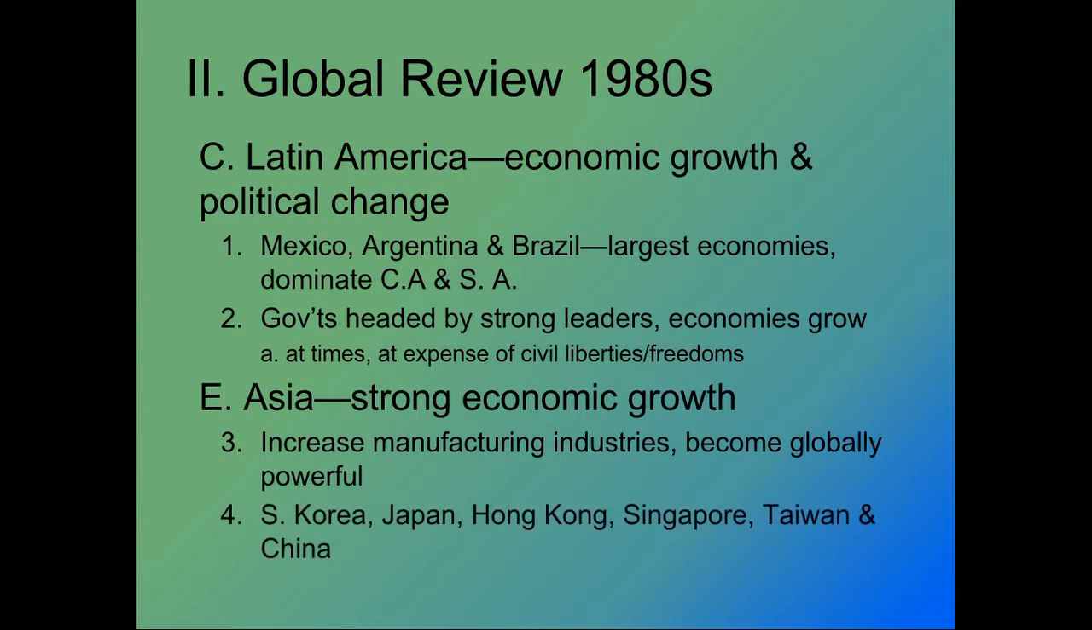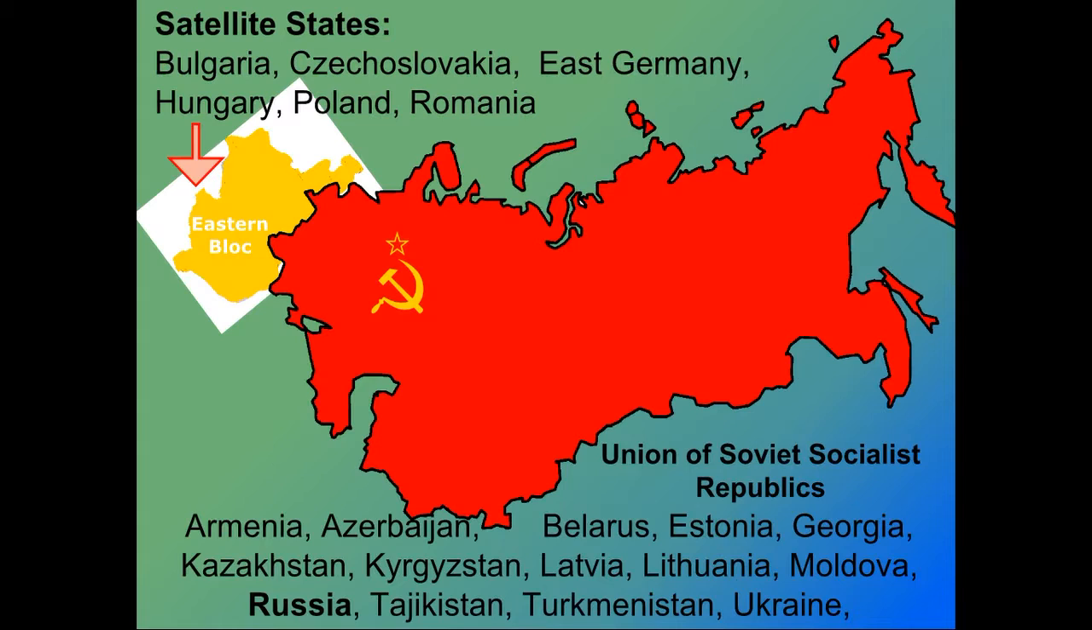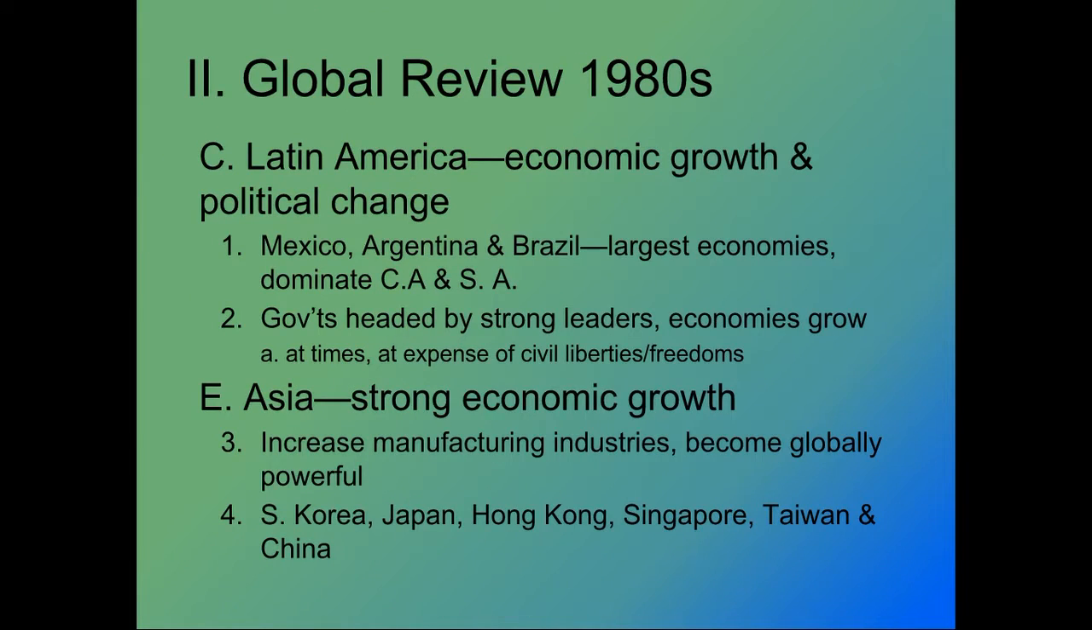We have what's known as the Asian Tigers, which are the economies of South Korea, Japan, Hong Kong, Singapore, Taiwan, and later China, that are really just going to be very super dominant and continue, like I said, into the 21st century. All right. So that's kind of our review of what's going on.